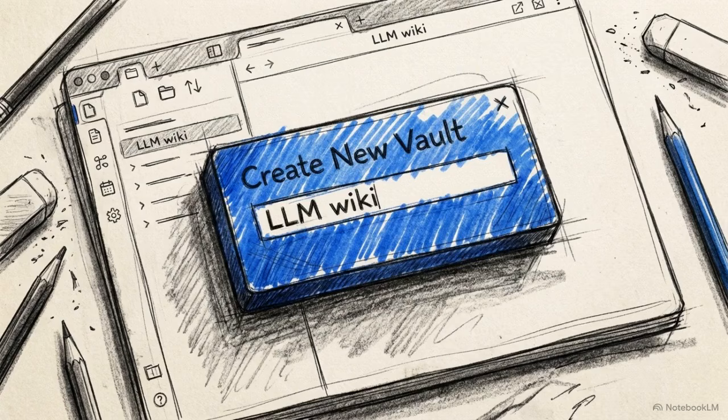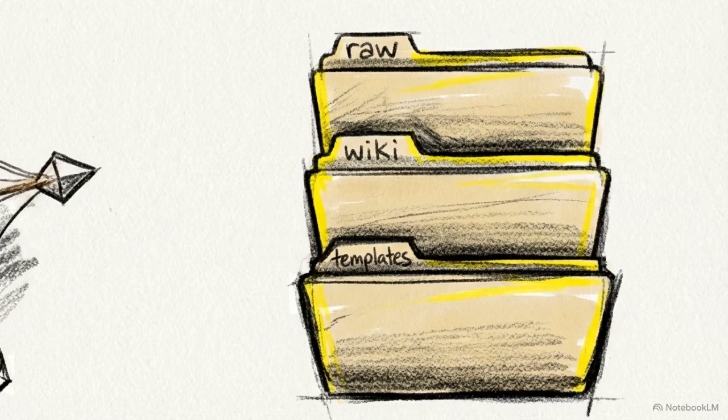Name this folder LLM Wiki and save it into your Documents folder. Inside that new vault, create 3 subfolders: Raw, Wiki, and Templates.